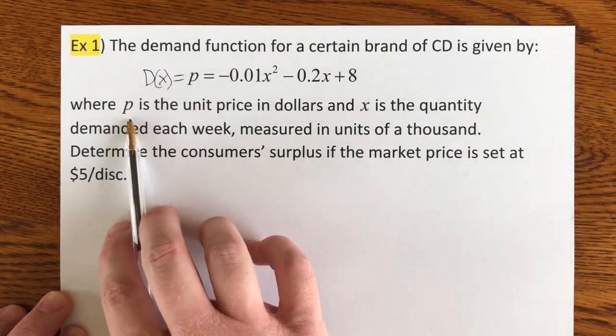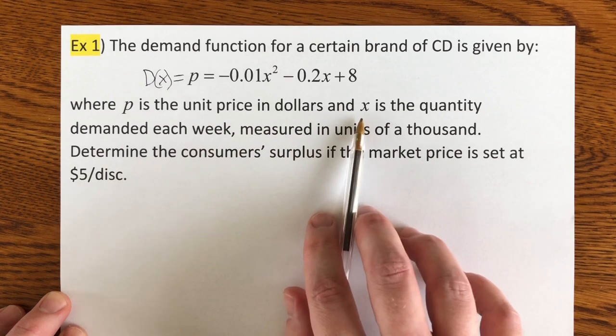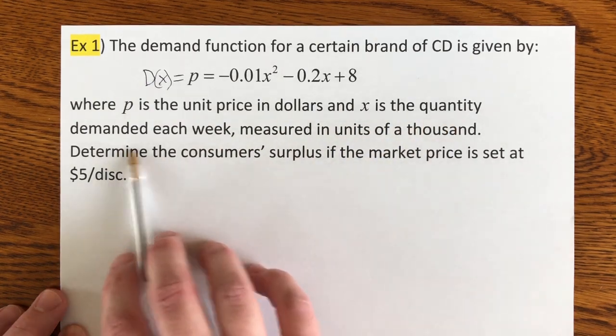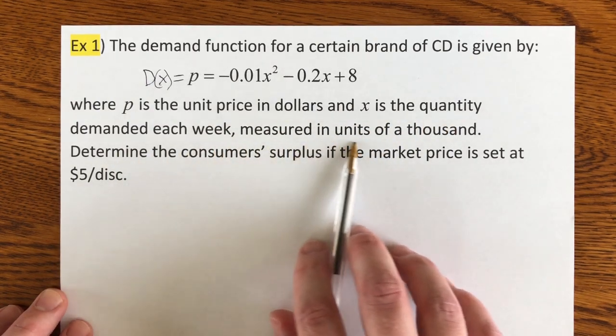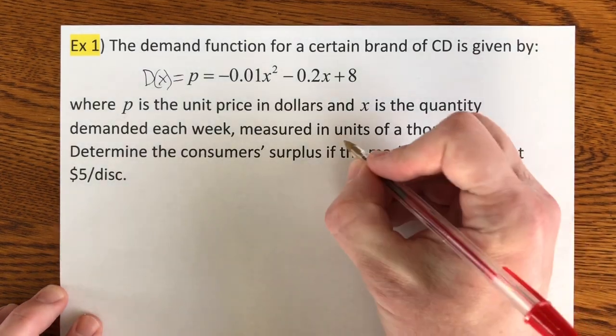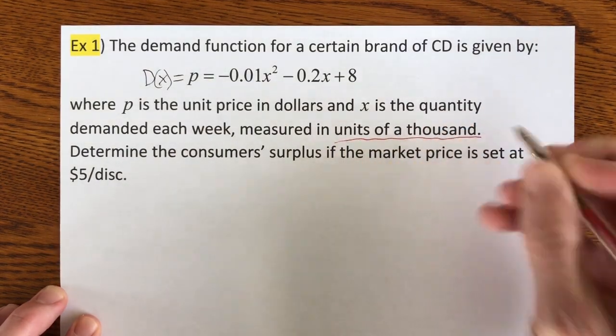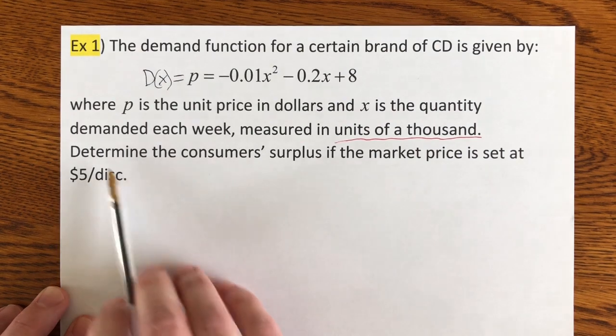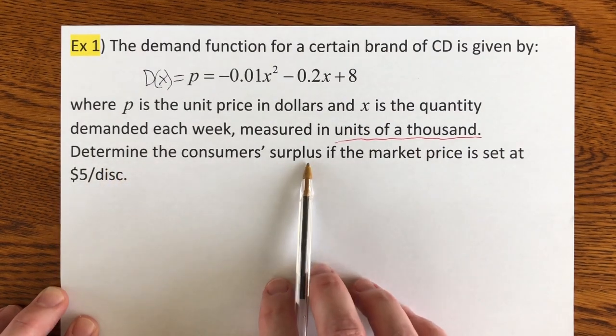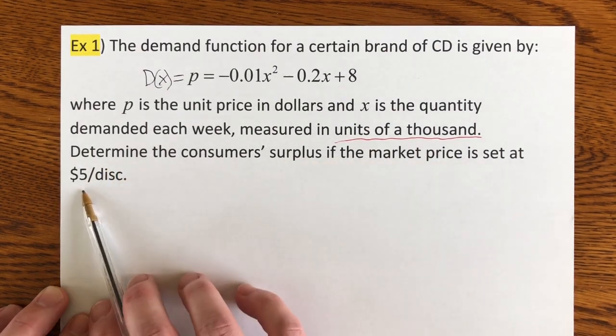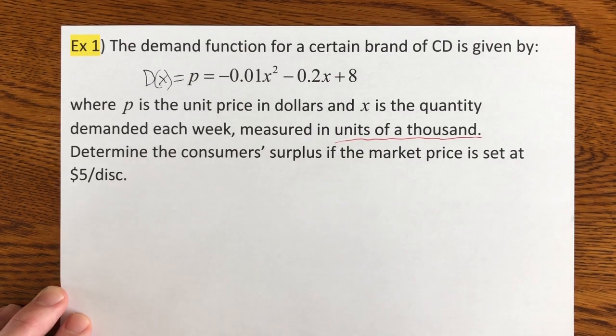It tells us that P is the unit price in dollars, and X is the quantity demanded each week, measured in units of 1,000. I better highlight that. Measured in units of 1,000, always watch your units. Determine the consumer surplus if the market price is set at $5 per disc.